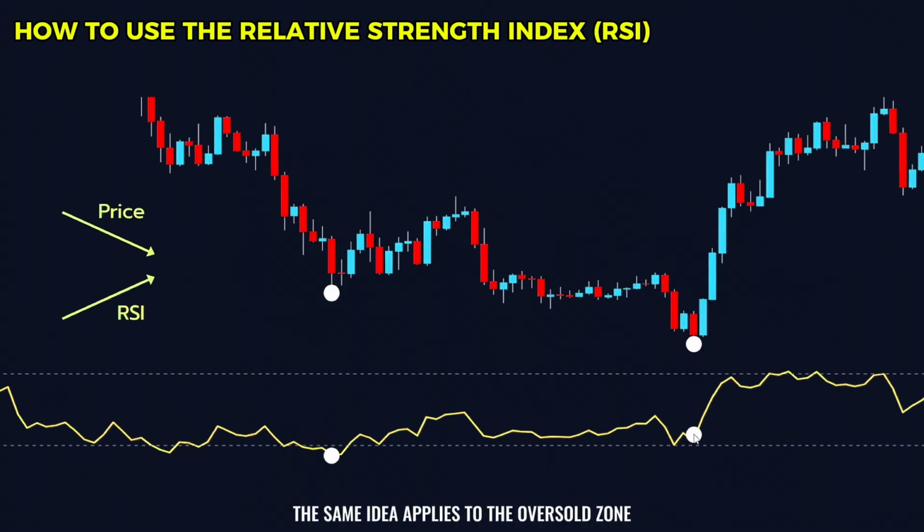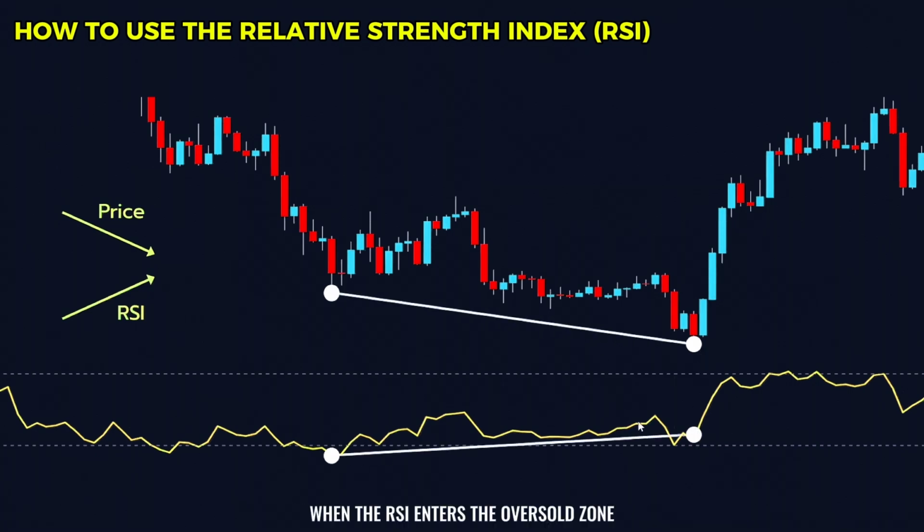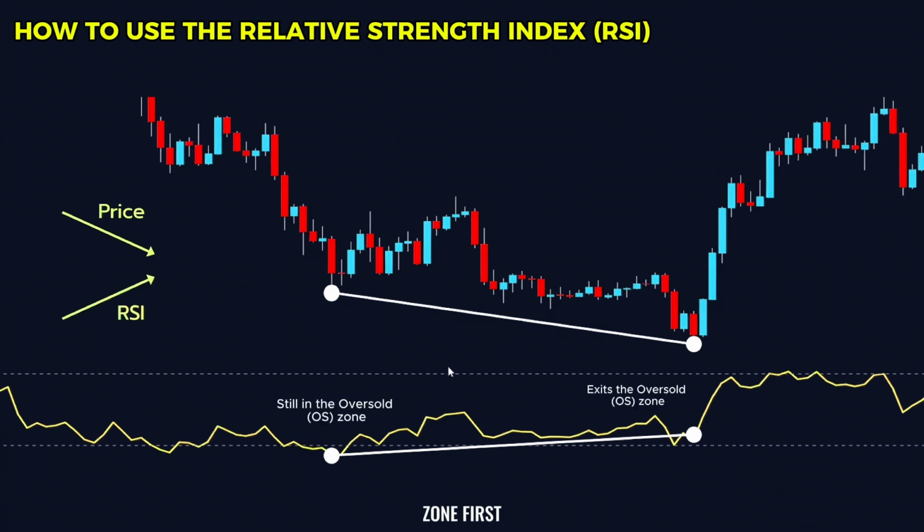The same idea applies to the overbought zone. When the RSI enters the overbought zone, we don't open a short position immediately. We wait until the RSI drops back out of the overbought zone first. Once it falls below 70, it tells us that momentum is no longer as strong as before. The market is beginning to weaken. At that point, we can open a short position or close our long position. The price then has a chance to continue moving lower.